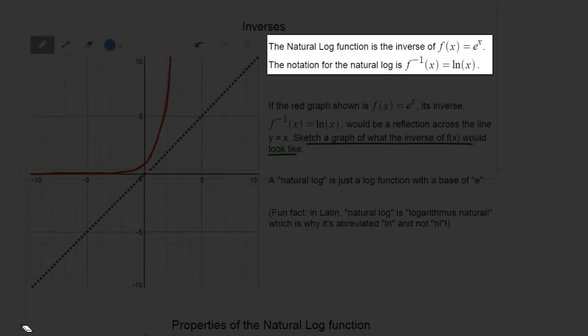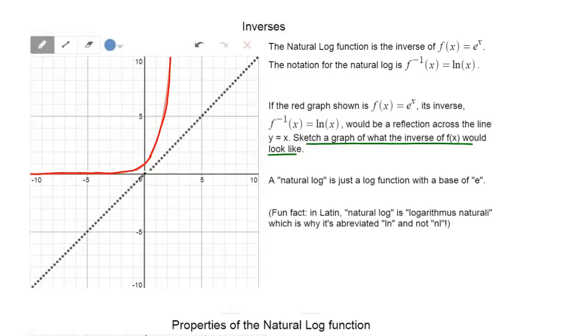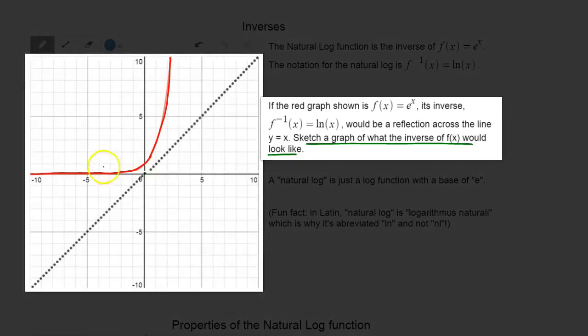Now, the notation for the natural log is, again, we use the inverse of f symbol. And the symbols that we use for the natural log is ln of x. And again, the natural log of x is the inverse of e to the x power. So, even without knowing what the graph looks like, if we know that e to the x power looks like this graph here on the left, here in red, the inverse would be a reflection across the line y equals x. And that's what that dashed line is. That's the line y equals x. So to sketch a graph of what the inverse would look like, we would just flip or reflect the red line over the line y equals x, and we'd get something like this green line.